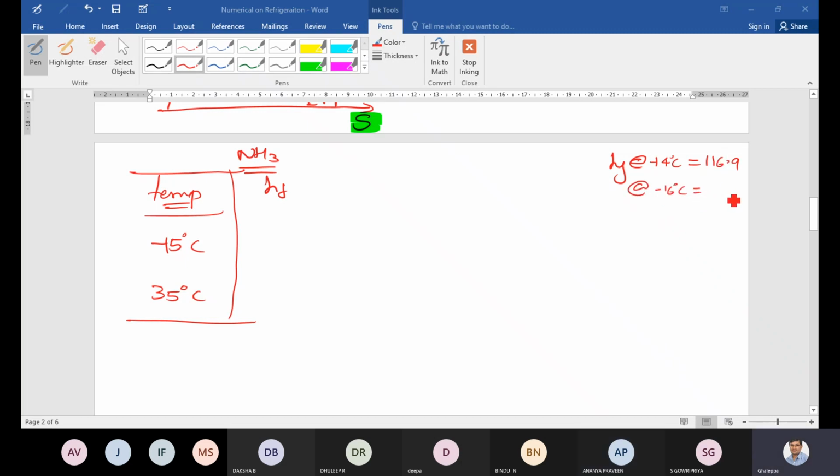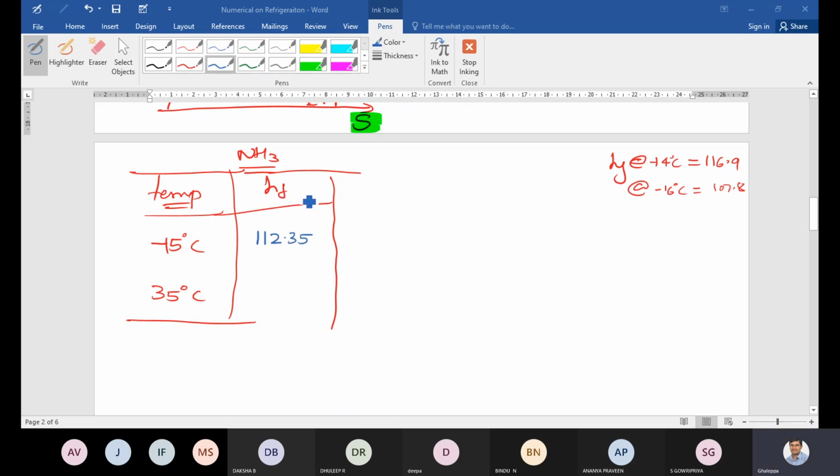At 16, 107.8. The average, how much will you get? Please repeat it once again. 112.35. 112.35 is the value of HF.